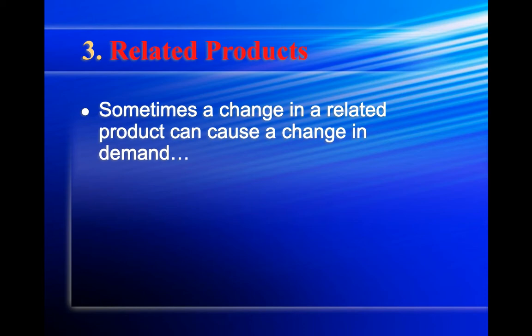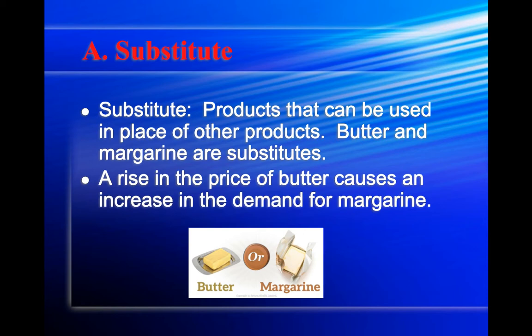Related products, this also can tie into substitutes and things like that. So if something suddenly becomes too expensive and you don't want to pay for that, you might go for the cheaper one. And as we were talking about, butter and margarine are substitutes. You can buy one for the other.